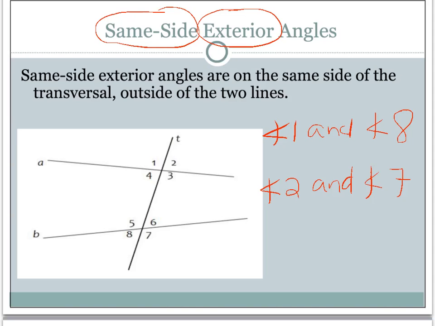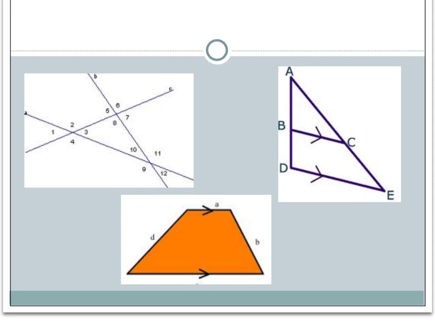Now, you've taken a look at all the different types of pairs of angles that are formed when a transversal is cutting two lines. Let's go ahead and see what this could look like in different pictures. So our picture doesn't always have to be just two lines and a transversal. Take a look at this first diagram here.